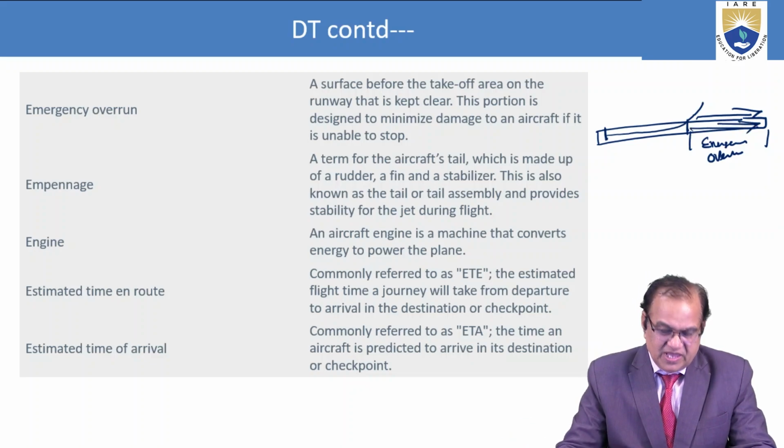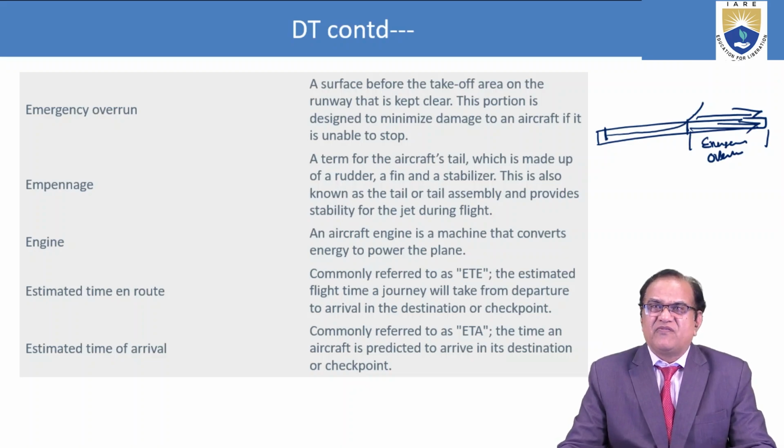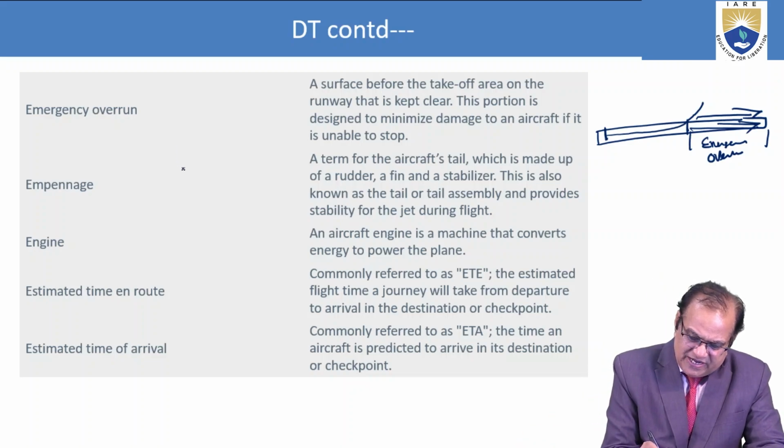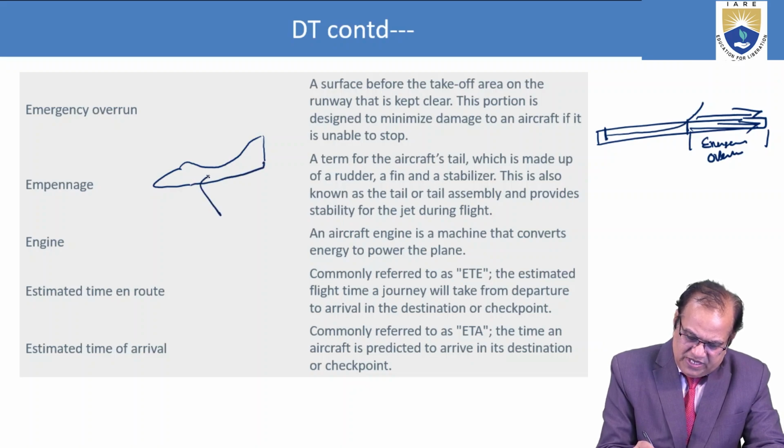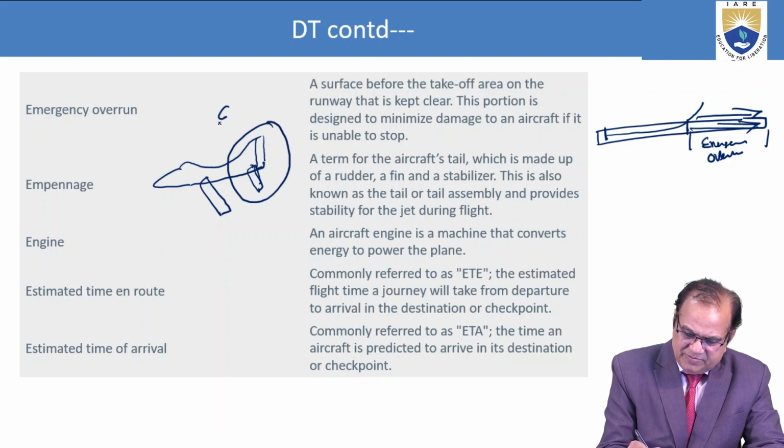Empennage. Empennage, a term for the aircraft tail. So I will just draw one aircraft here. This is your wing. This is your tail. This is your rudder. This area is called the empennage.